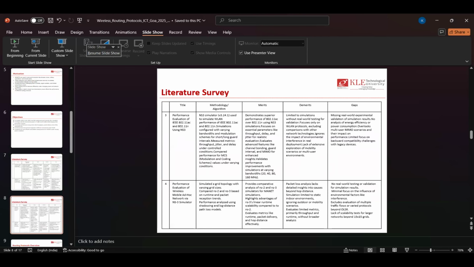In the literature survey part, we reviewed some existing papers based on MANET. We also studied the NS2 and NS3 simulators. Mostly they were focused on single power levels, but our study adds value by comparing the same setup under two different power levels. It will help in understanding protocol behavior under realistic signal conditions.